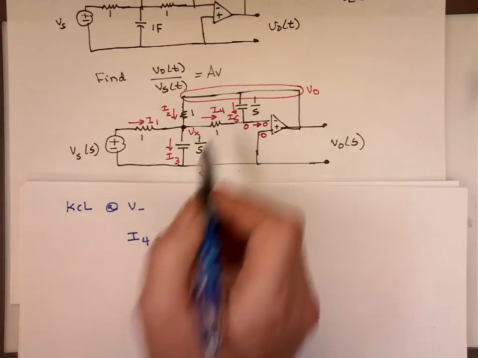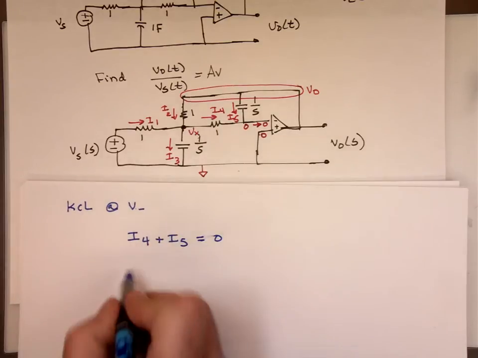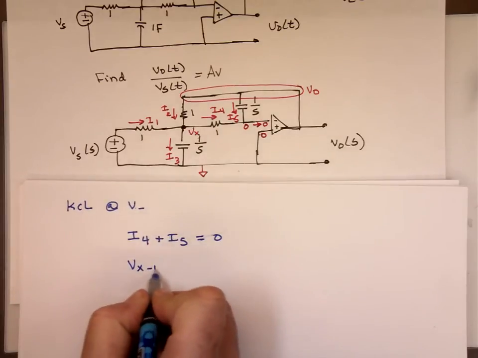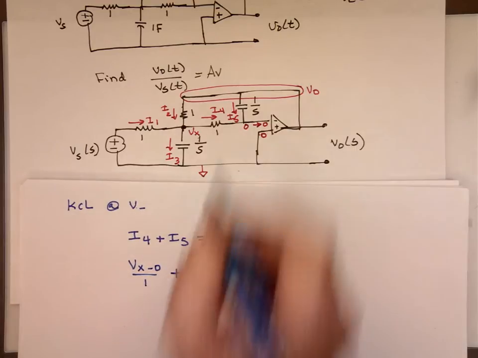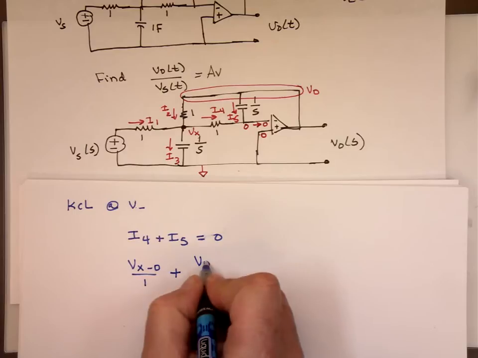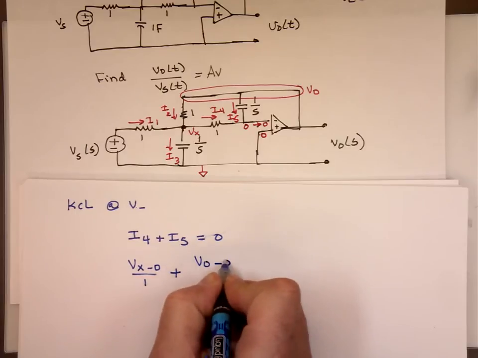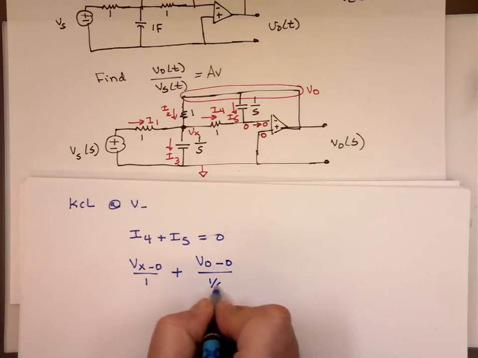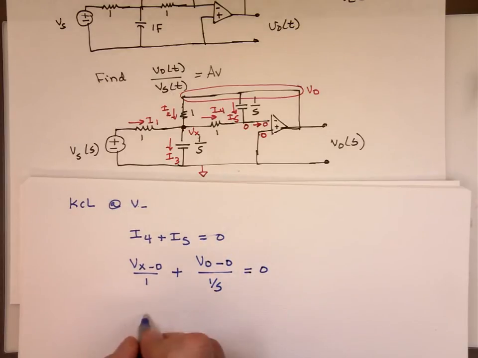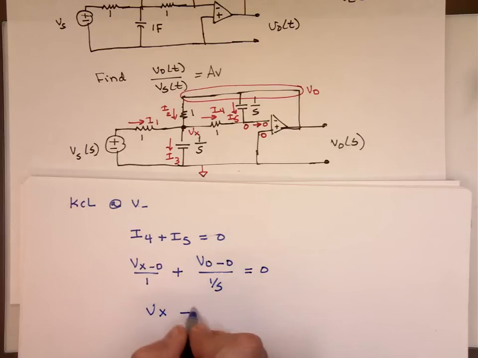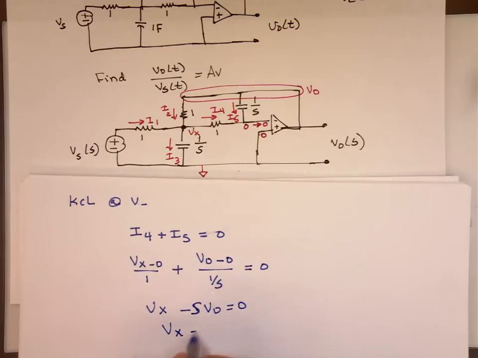I sub 4 is this current, which is Vx minus 0 over 1, plus I sub 5, which is what? V out minus 0 over 1 over S is equal to 0. Vx minus S V out is equal to 0. Vx equals what? S times V out.